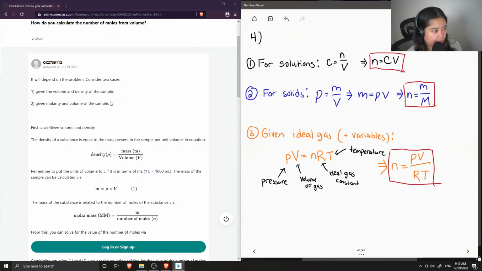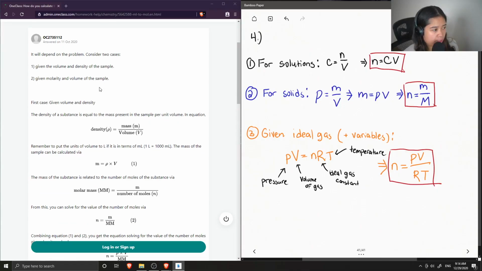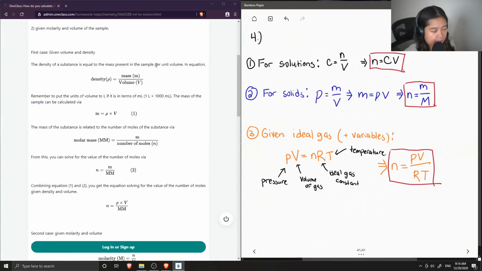It will depend on the problem. Consider two cases. One, given the volume and density of the sample. Two, given molarity and volume of the sample. First case, given volume and density. Density of a substance is equal to the mass present in the sample per unit volume. In the equation, density is equal to mass over volume. Remember to put the units of volume to liters if it is in terms of milliliters. And then the mass of the sample can be calculated by multiplying density and volume.